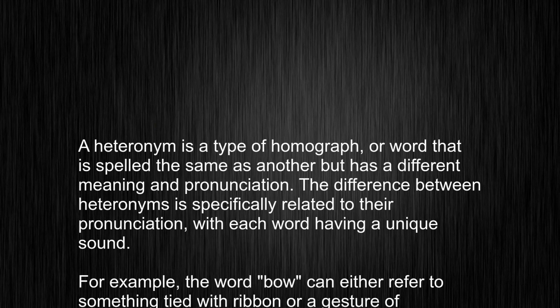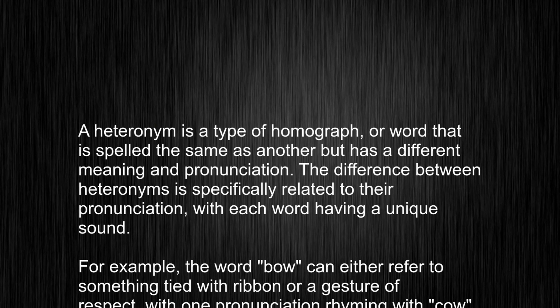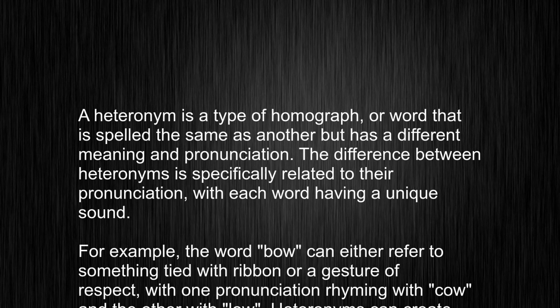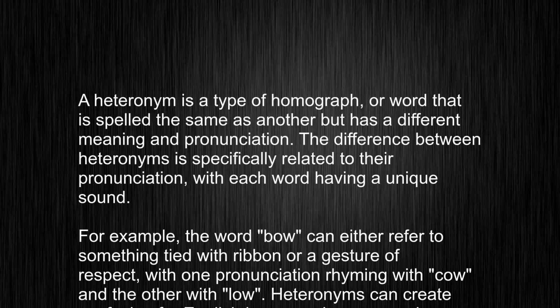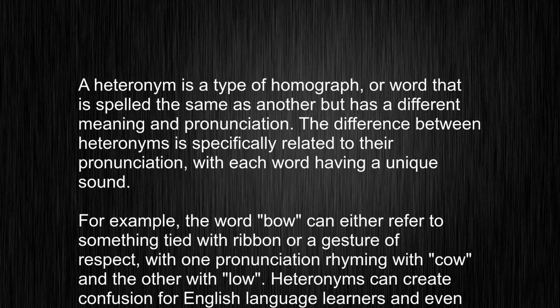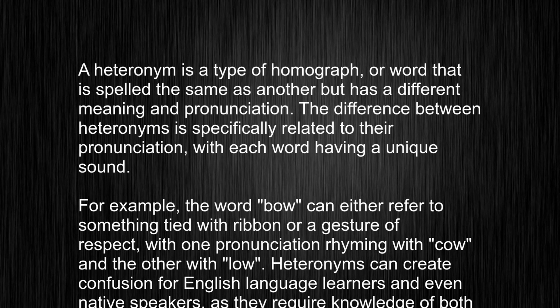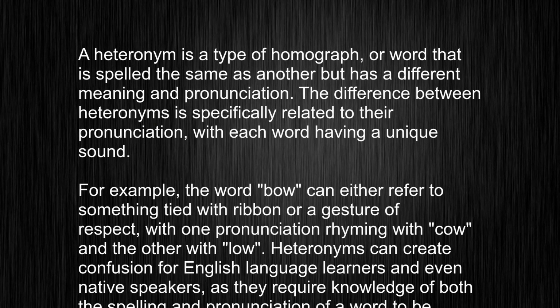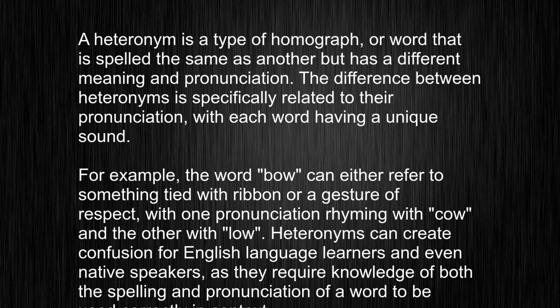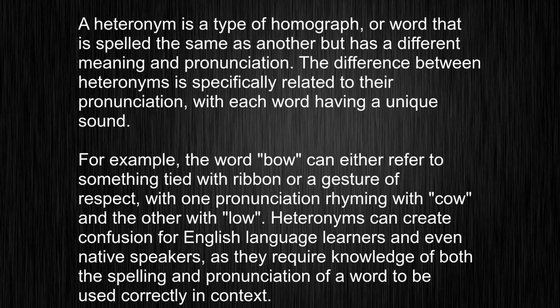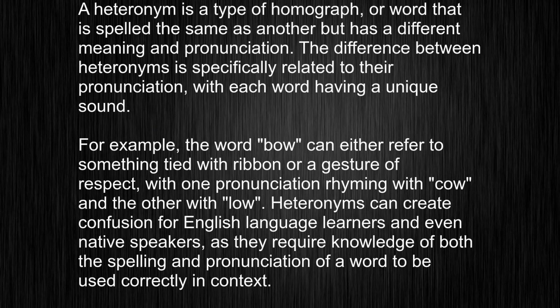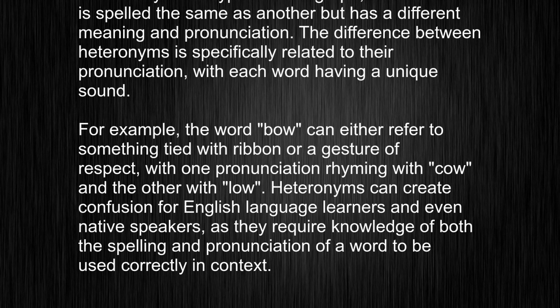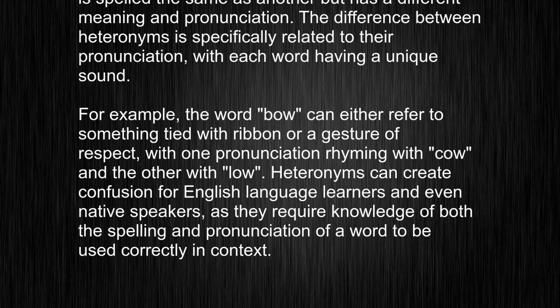A heteronym is a type of homograph, or word that is spelled the same as another but has a different meaning and pronunciation. The difference between heteronyms is specifically related to their pronunciation, with each word having a unique sound. For example, the word bow can either refer to something tied with ribbon or a gesture of respect, with one pronunciation rhyming with cow and the other with low.